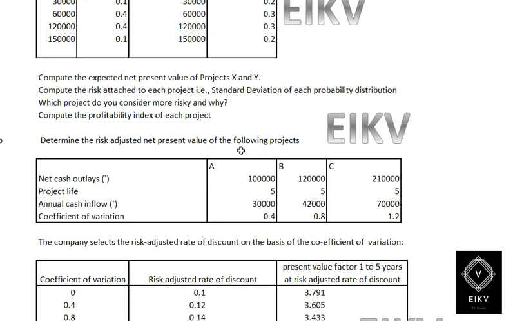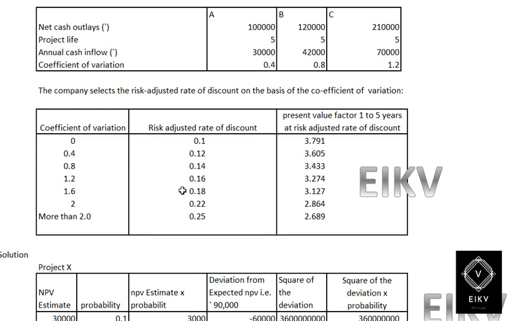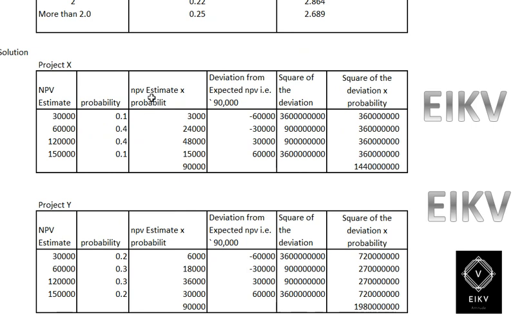So first we will consider the first part, or the A part of the question, for which we will need to compute the net present value, expected net present value, and then the risk attached to each project and which project is more risky, and compute the profitability index. For that we have made a table which contains 6 columns for Project X. So first we take the net present value, the net estimate, which is given in the question as 30,000, 60,000, 1 lakh 20,000 and 1 lakh 50,000.